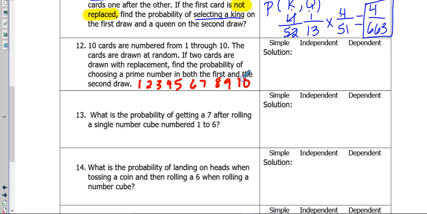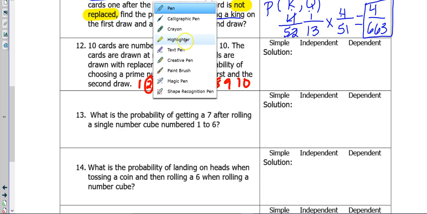And remember, prime numbers have exactly 2 factors, 1 and themselves. So I'm going to circle 2 is prime, 3 is prime, 5 is prime, 7 is prime, and that's it. The other numbers are the opposite of prime, which is composite. So out of the numbers 1 through 10, we only have 4 that are prime.